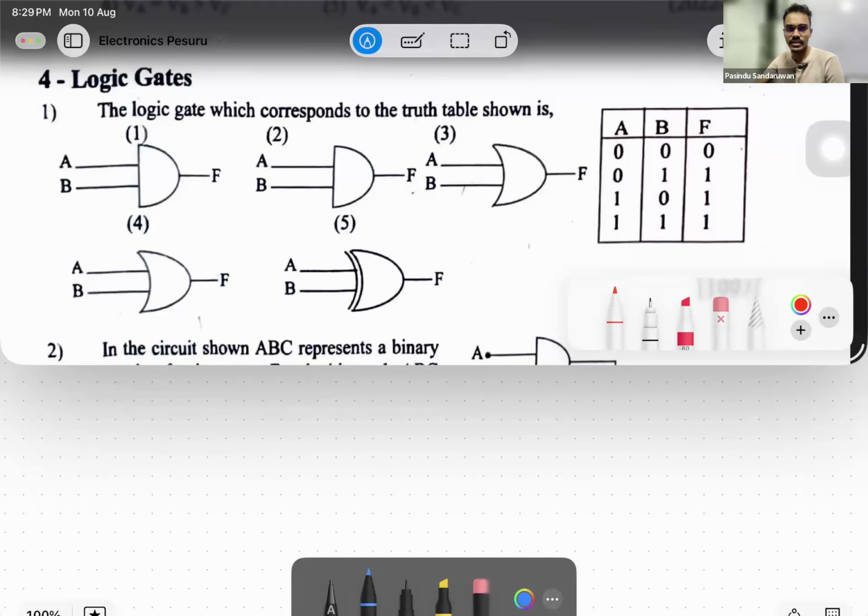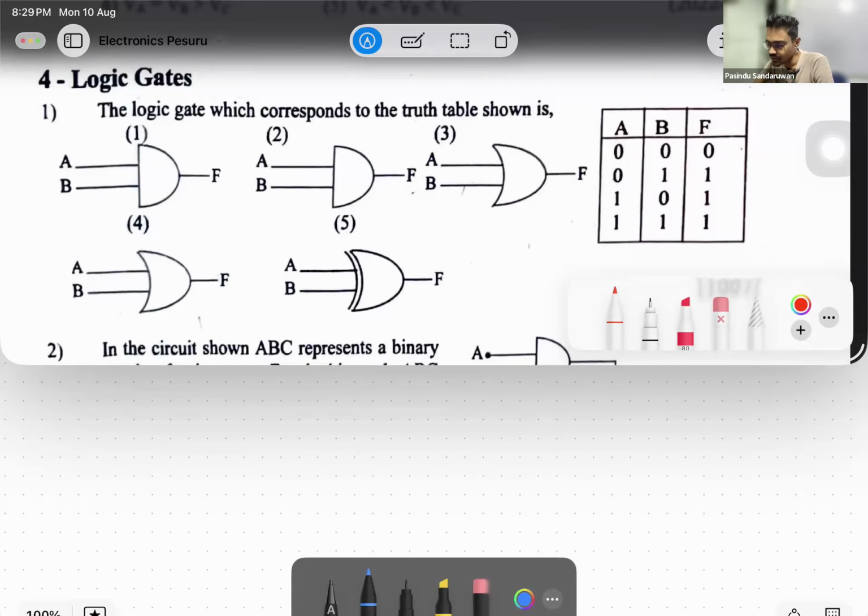All right. Logic gates, the last part in electronics, and the easiest part in electronics. Digital is the easiest part we have in electronics, right? Digital circuits, logic gates, and flip-flops. When it comes to both essays, MCQs, everything, that is the easiest type of questions you got.